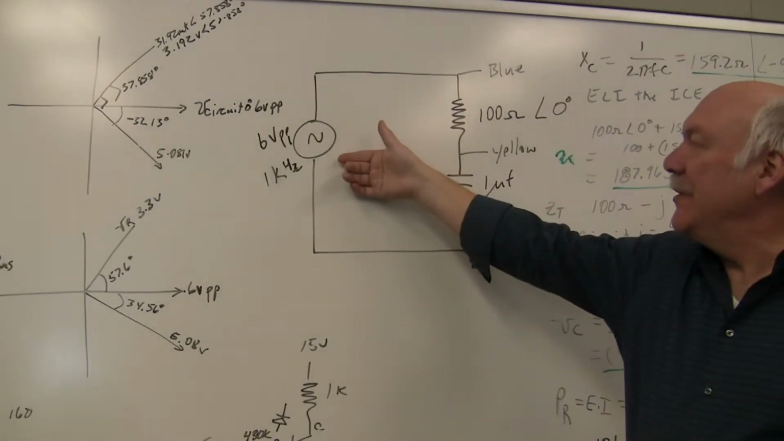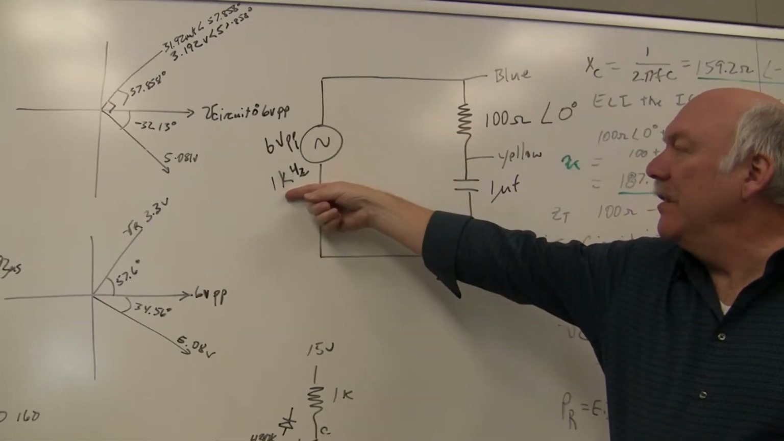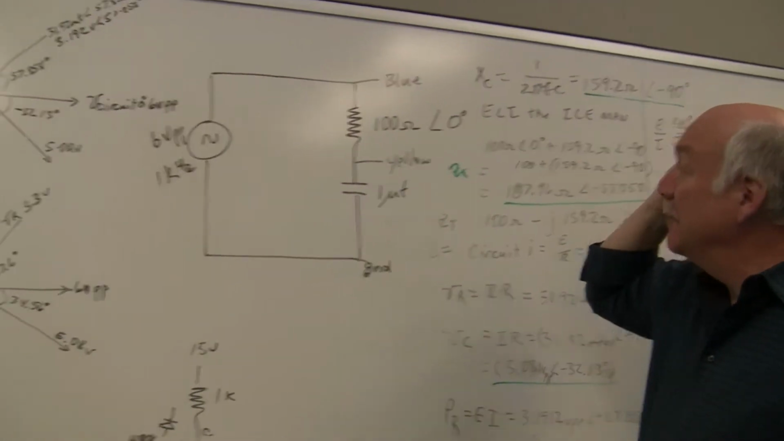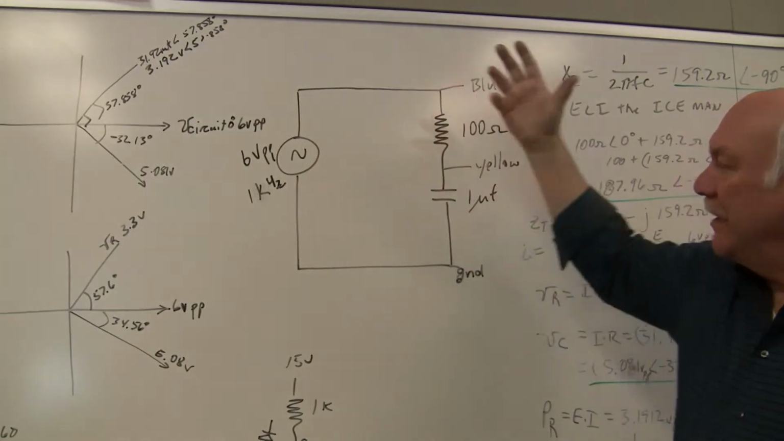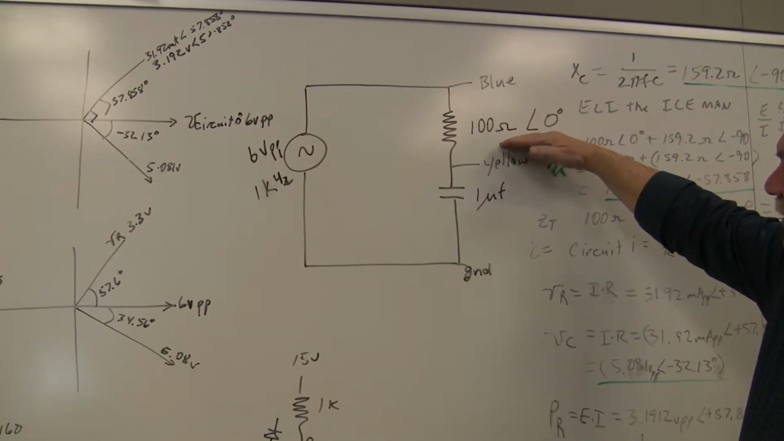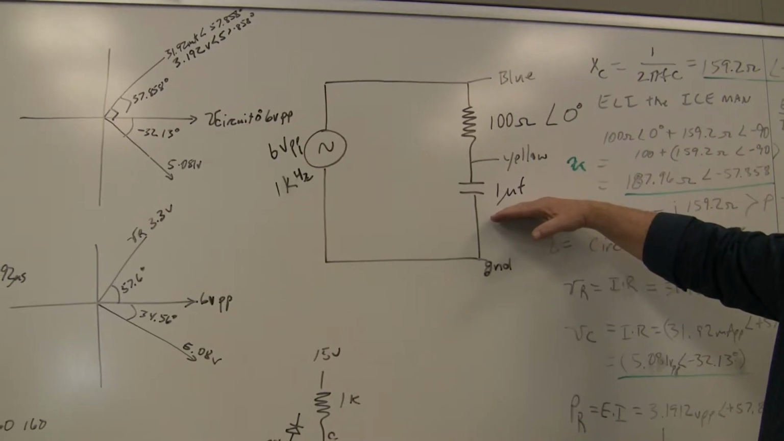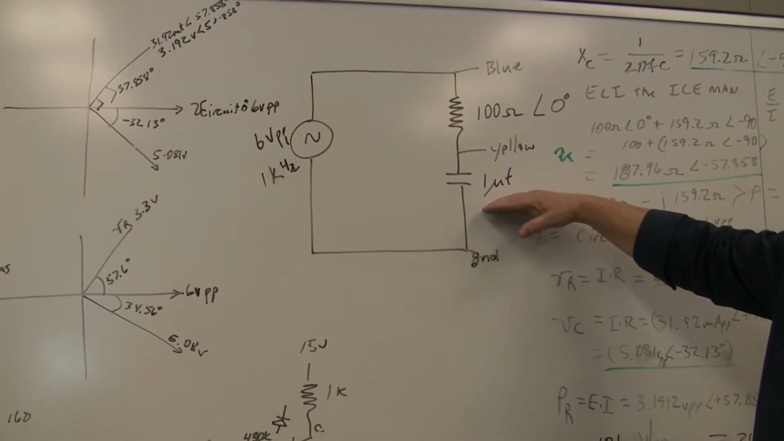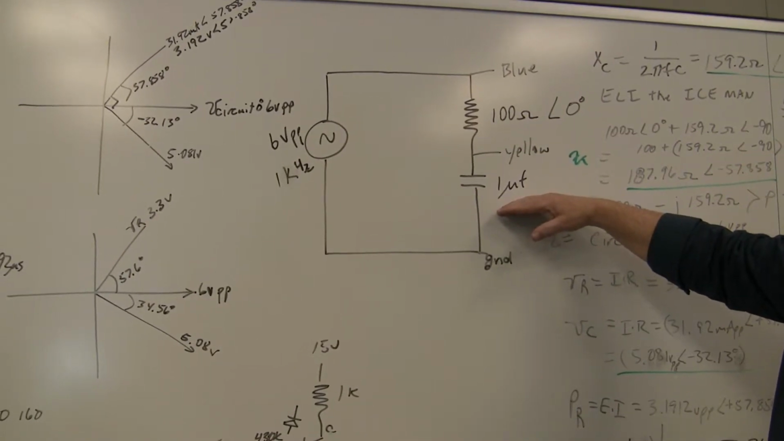Circuit: I've got 6 volts peak to peak at 1 kilohertz on the function generator. So 1 kilohertz times force 1 millisecond. I've got a 100 ohm resistor and a 1 microfarad cap. Now I need to find out first what Z total is for this circuit.